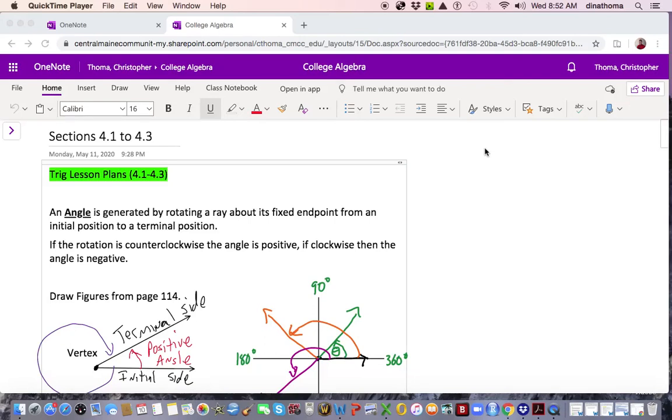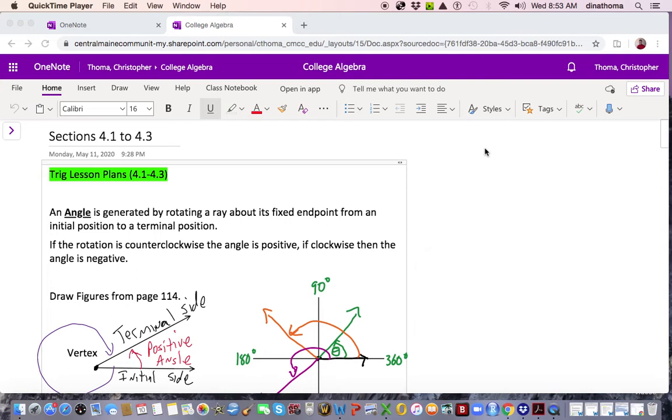Alright, in this video we're going to cover basically chapter 4, and we're going to go through some right angle trig. So in section 4.1 we go through and talk about what angles are and how they work with the unit circle. This video will go along with my OneNote lectures so you can follow along.